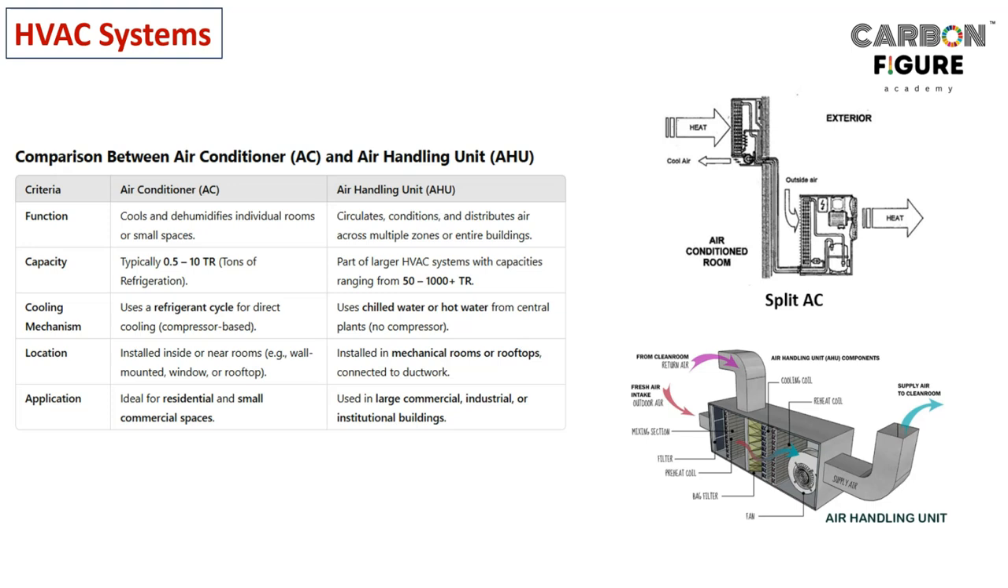So the cooling mechanism, if you take, ACs use refrigerants, whereas air handling unit uses chilled water or hot water from a central plant. There is no compressor because it's completely with water, whereas in an air conditioner it is all about refrigerant, right? So location, obviously inside or near rooms, whereas AHUs are installed on rooftops or separately designated places, because the air is going to get supplied through ducts only, right?